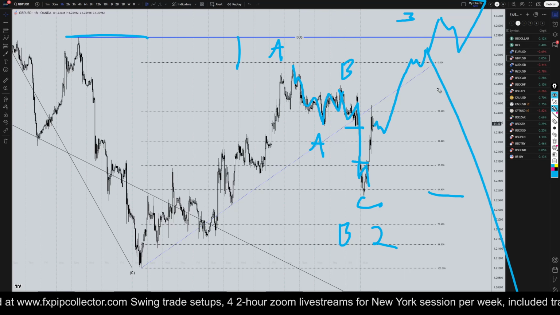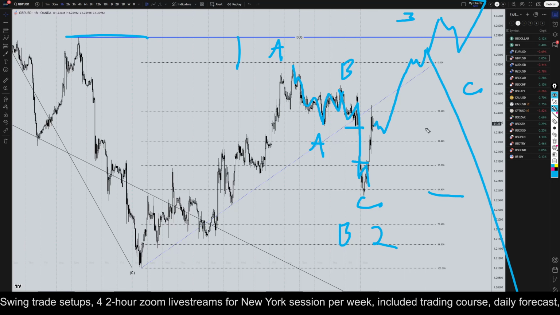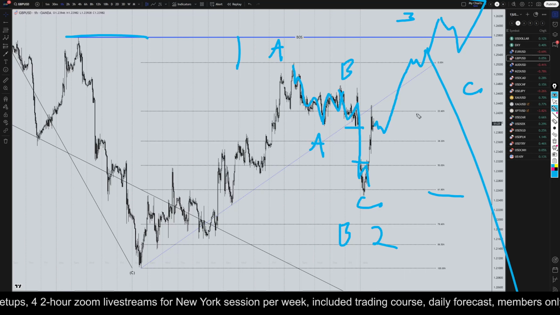So right now we just need to pay attention to see whether we're looking at a wave C or a wave 3, which there definitely is a difference if you know how to tell the difference.